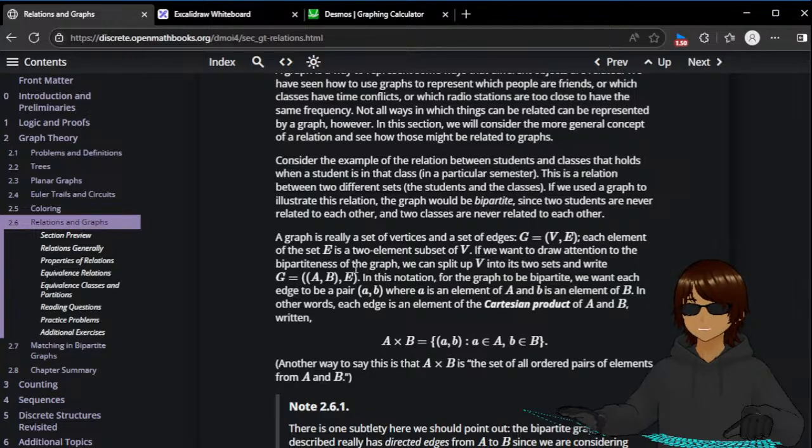If we want to draw attention to the bipartiteness of the graph, we can split up V into two sets A and B and write G equals (A ∪ B, E). For the graph to be bipartite, we want each edge to be a pair (a, b), where a is an element of A and b is an element of B. In other words, each edge is an element of the Cartesian product A × B.